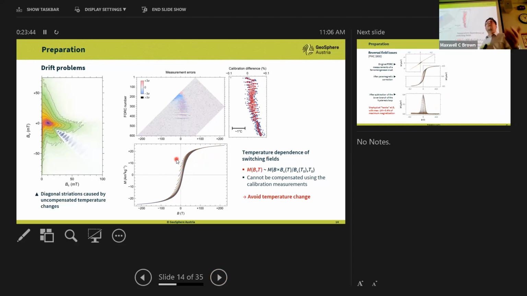The second aspect of drift is that temperature can act on the coercivity of your sample. Actually, the coercivity can be more sensitive to temperature than the spontaneous magnetization. And you see an example here. This is a sample where the coercivity is very sensitive to temperature.